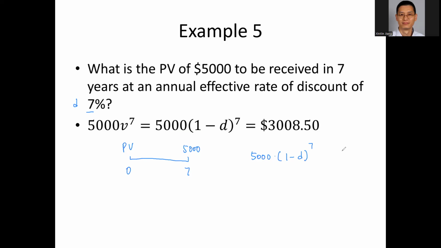Okay, that is PV. Another way to look at it is PV times 1 plus i to the 7 equals 5,000. But 1 plus i times 1 minus d equals 1. So when you divide by 1 plus i to the 7, it's like you multiply by 1 minus d to the 7. Okay, so that's how you can get it.